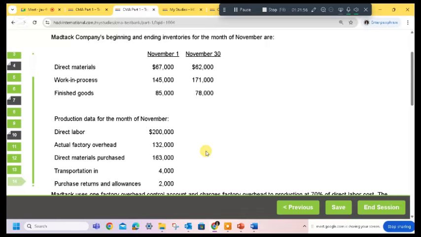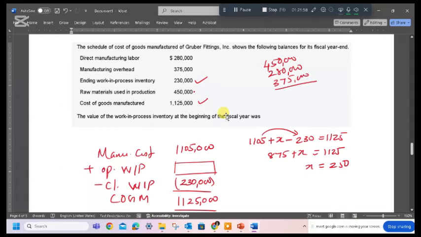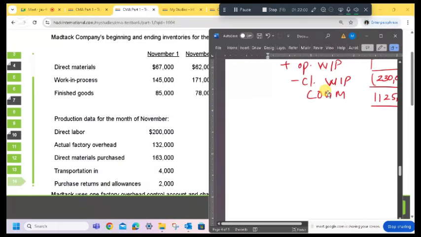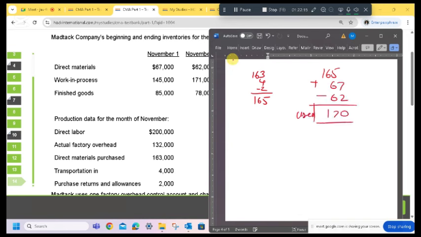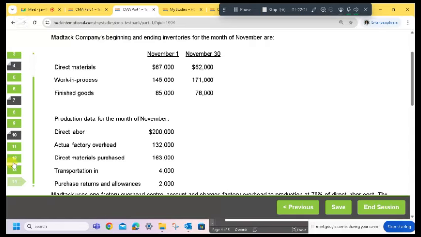Correct. Correct. Yes, I got it. You got it. 163. Yeah. 4 minus 2, 165. Then 165 plus opening minus closing, 170 is the used amount. With that, you add this 200. 370.